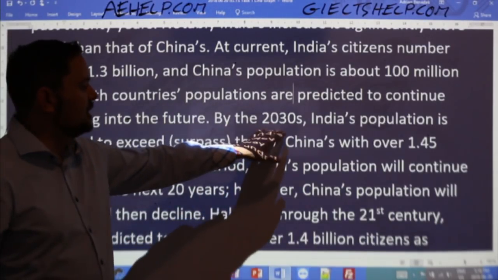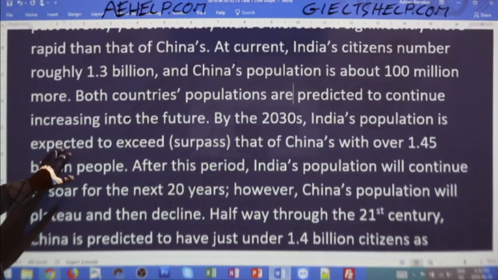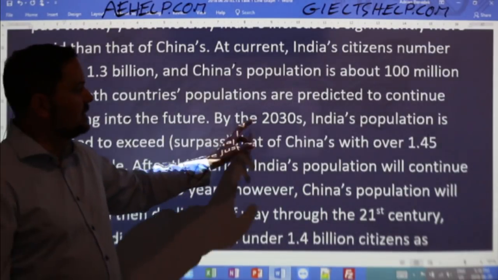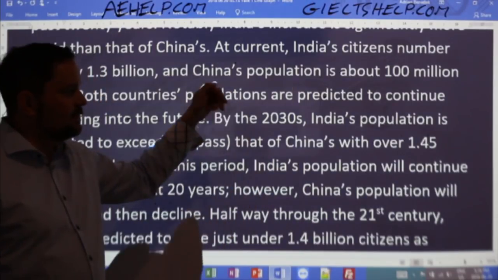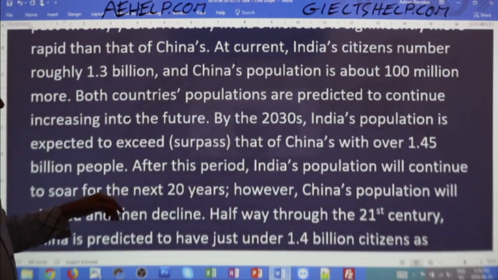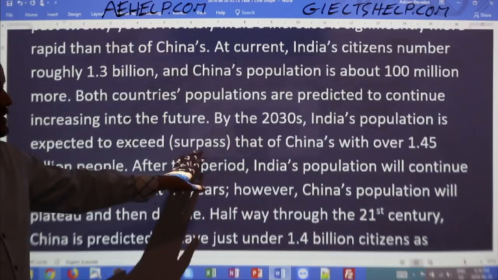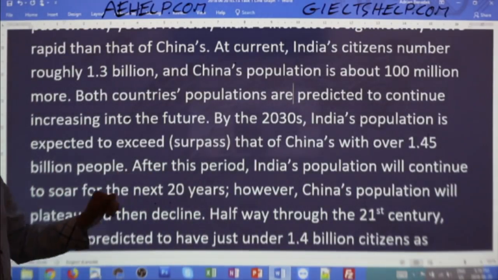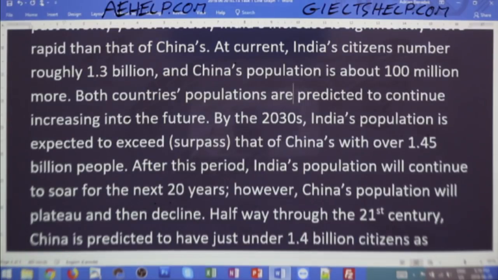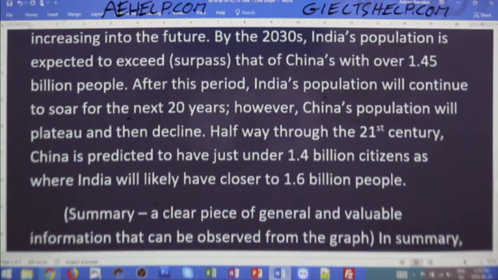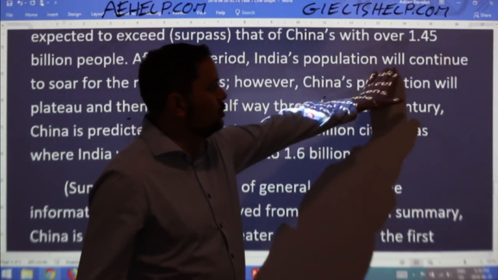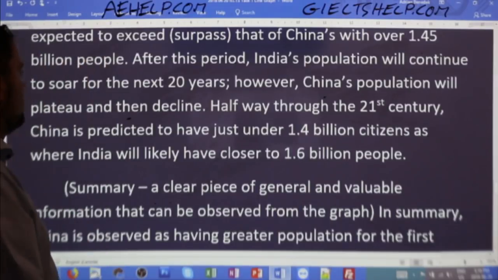By the 2030s, India's population is expected to exceed. Why is it expected? Because here I'm referring to the graph. It's expected now, according to the graph, to exceed or surpass that of China's with over 1.45 billion people. After this period, India's population will continue to soar for the next 20 years. So here I'm paying attention to the shift to the future, will.